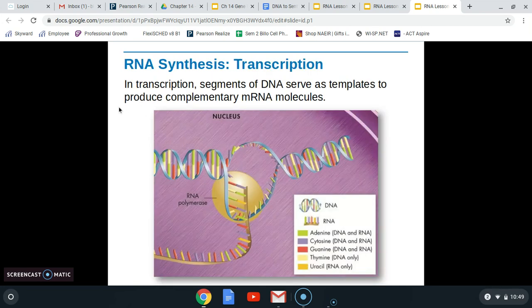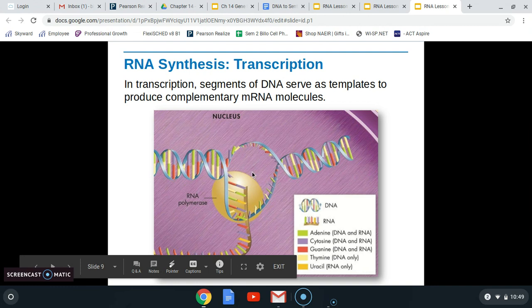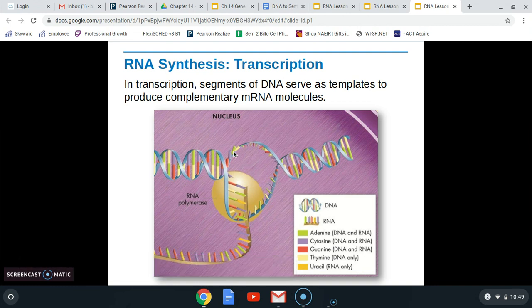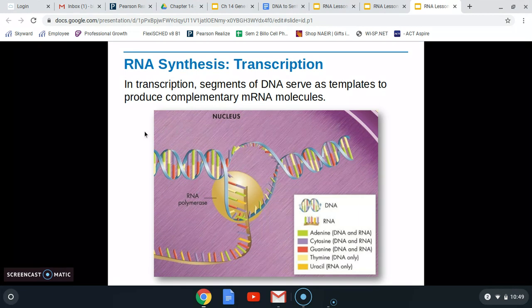Now, the first process is called transcription. To transcribe something, you're literally just rewriting it. So we're taking DNA code and we're writing RNA code. But the way that we do that is we add bases in a complementary fashion. So what that means is when we're reading the DNA strand, this RNA strand is actually going to be sort of a mirror image of what the DNA states.